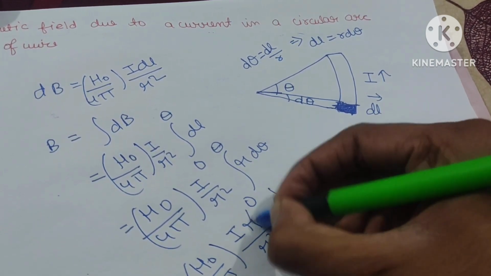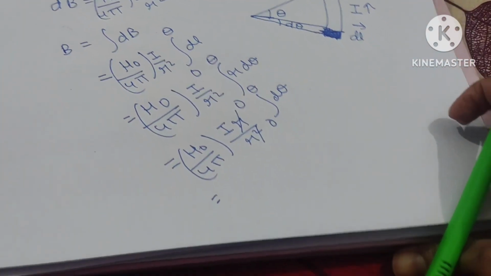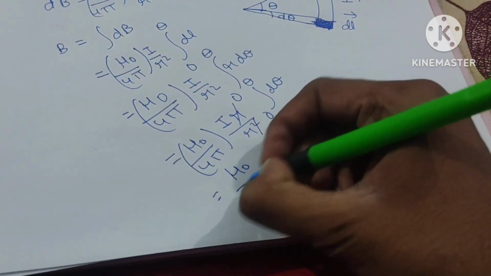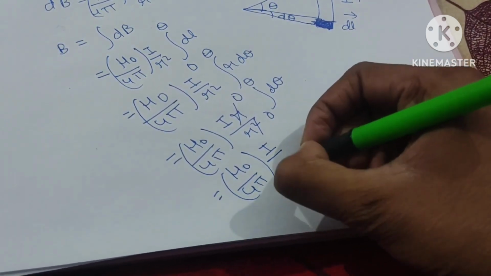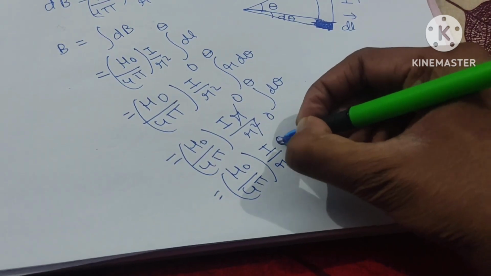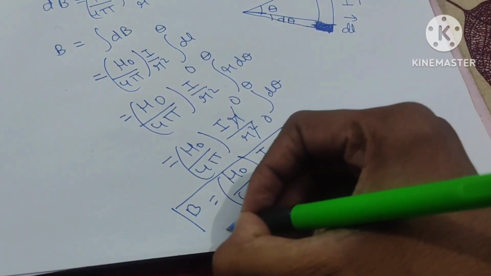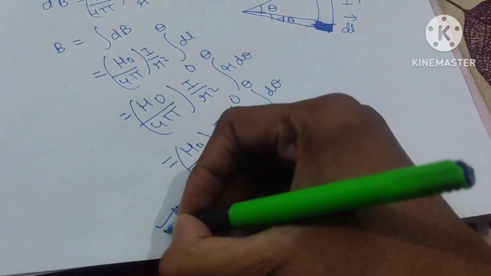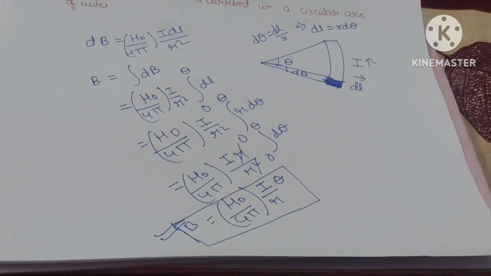So 1/r will be cancelled, and 0 to theta. Now it's μ0 by 4π, I dl by theta. So this is the magnetic field. This is our final result and our final answer. So look at the whole equation at once.